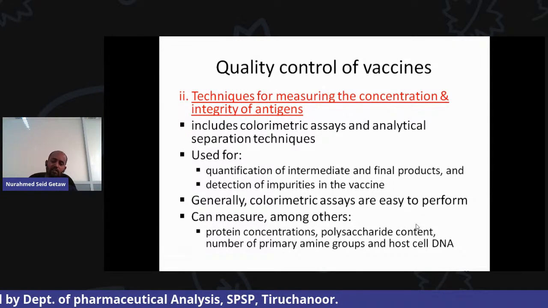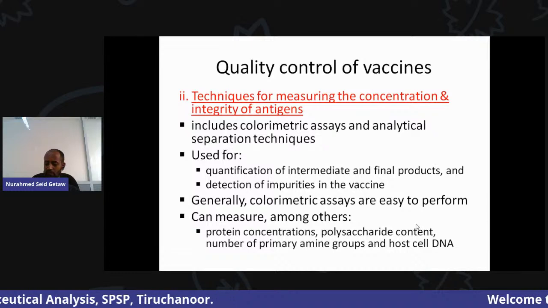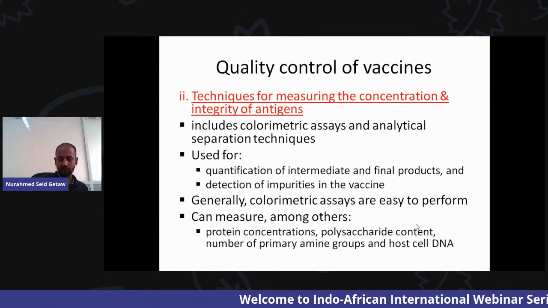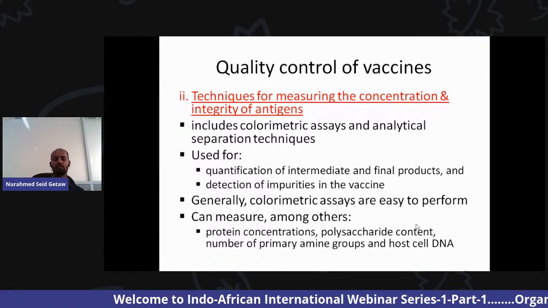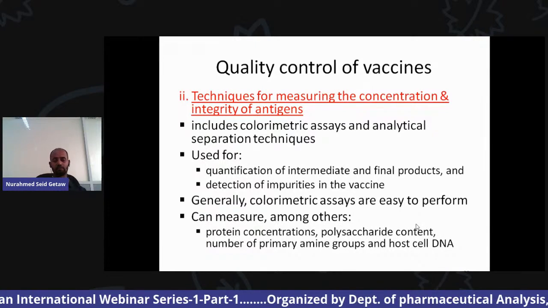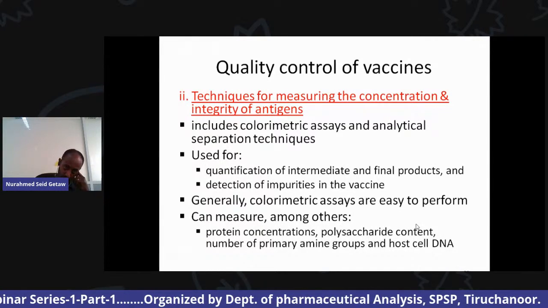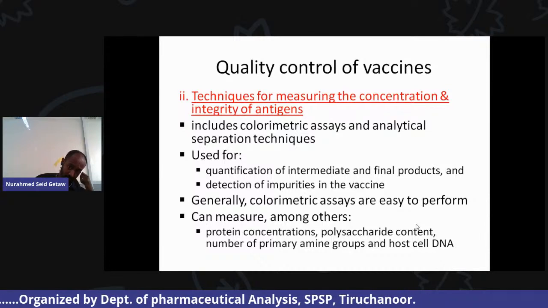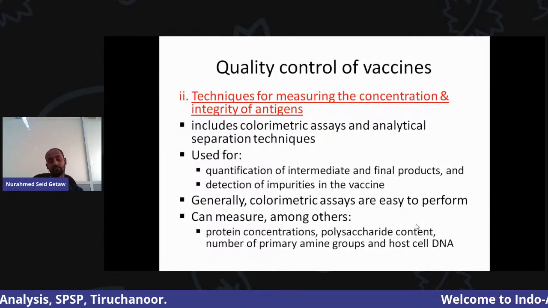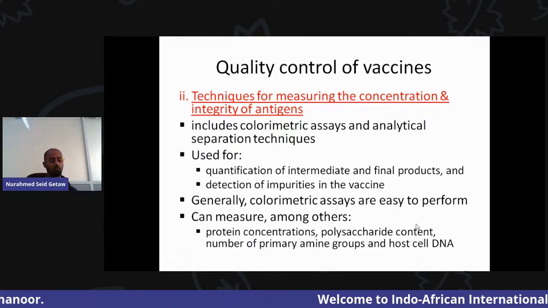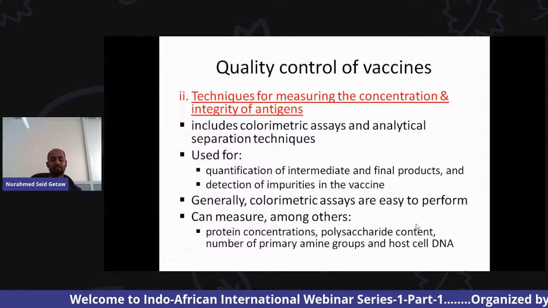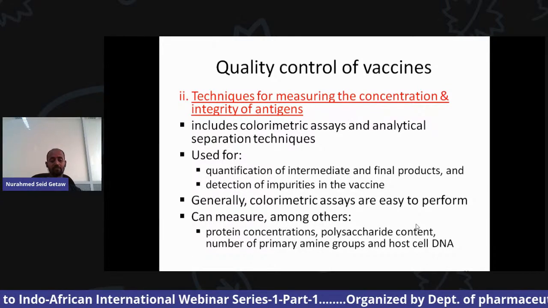Coming to the techniques for measuring the concentration and integrity of antigens, these techniques are used to directly identify and quantify the antigenic entity in the vaccine or the active pharmaceutical ingredient. In this case, we have different classes of techniques like spectroscopic or colorimetric assays, and different separation techniques like chromatographic, electrophoretic, and related techniques are available under this class.